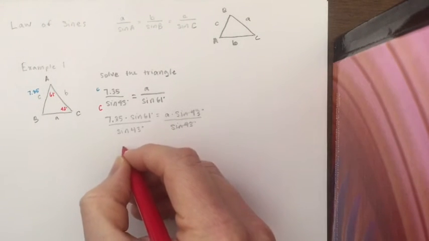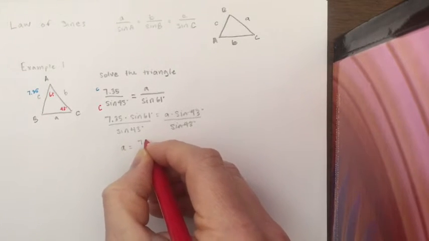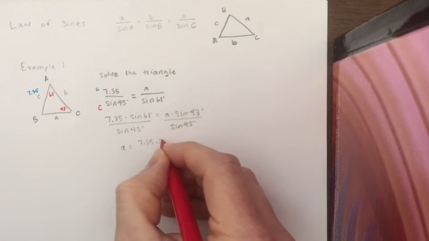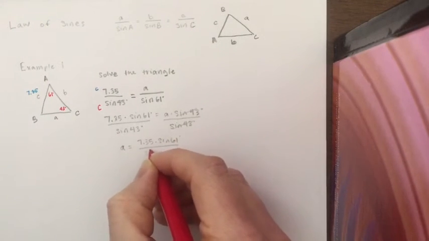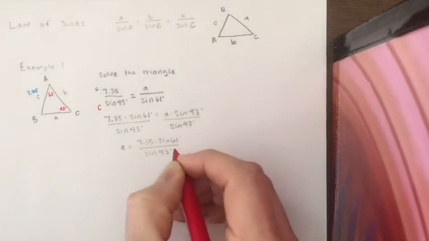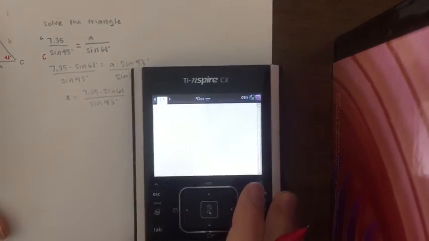One last step here. We've got a equals, I'm going to go ahead and flip it, a equals 7.35 times the sine of 61 degrees divided by the sine of 43 degrees. And at that point, you would use your calculator. I'll put this right here.